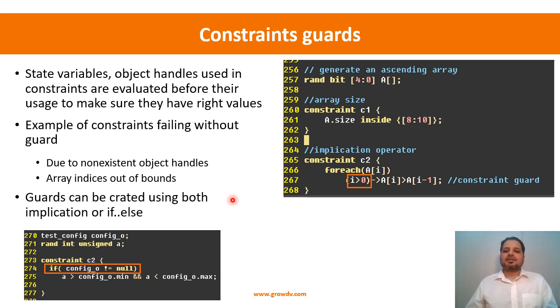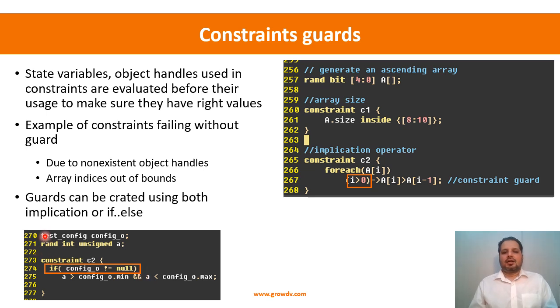To prevent this, we add guards. Guards are additional validation statements on the state variables before you use them in the constraints, and these guards can be created using both implication or if else. As we have seen, both of them are equivalent. So let's look at a few examples.